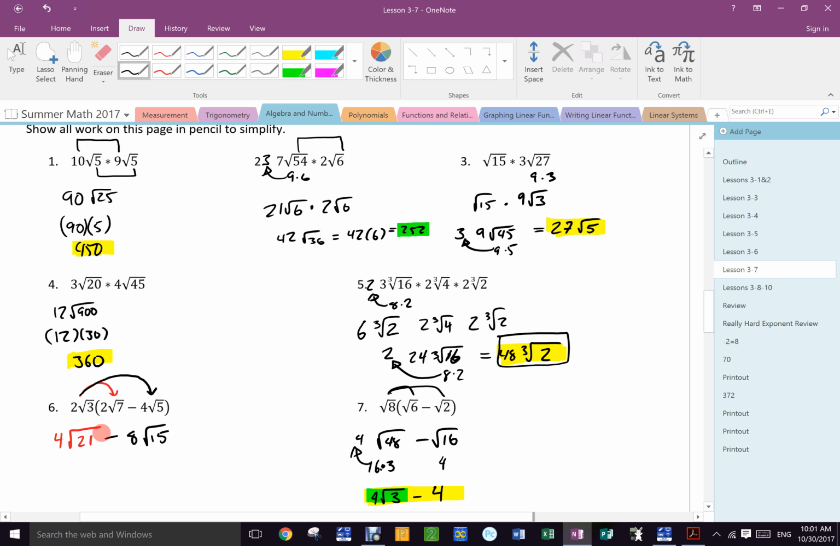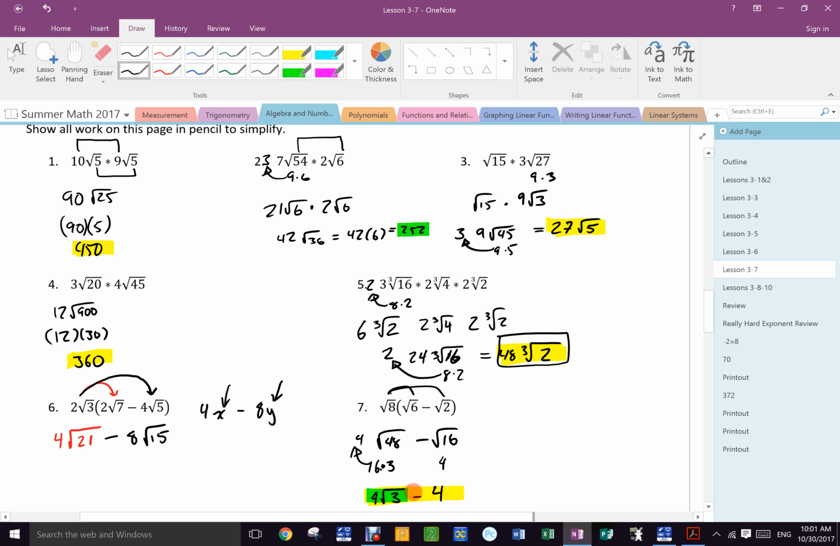Now, I told you guys that this is the exact same thing as 4x minus 8y, right? Can I put them together? No, because they're not like terms. So it stays right there. Everybody okay? All right. And then this one.